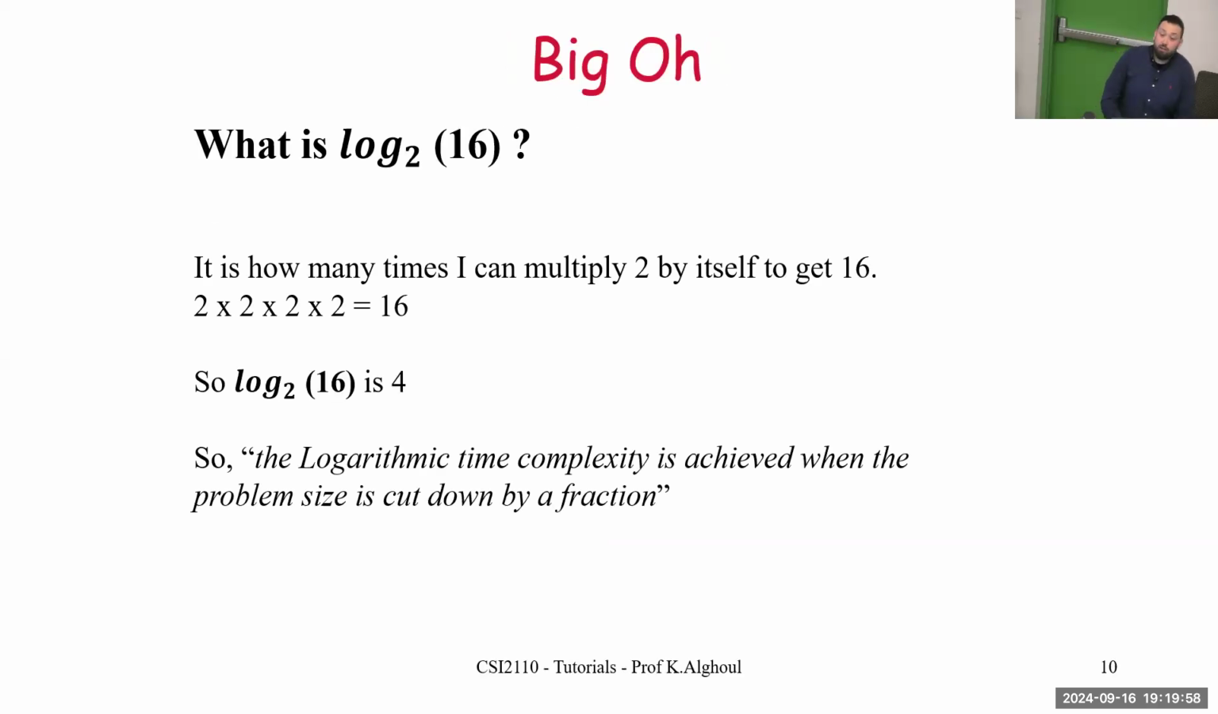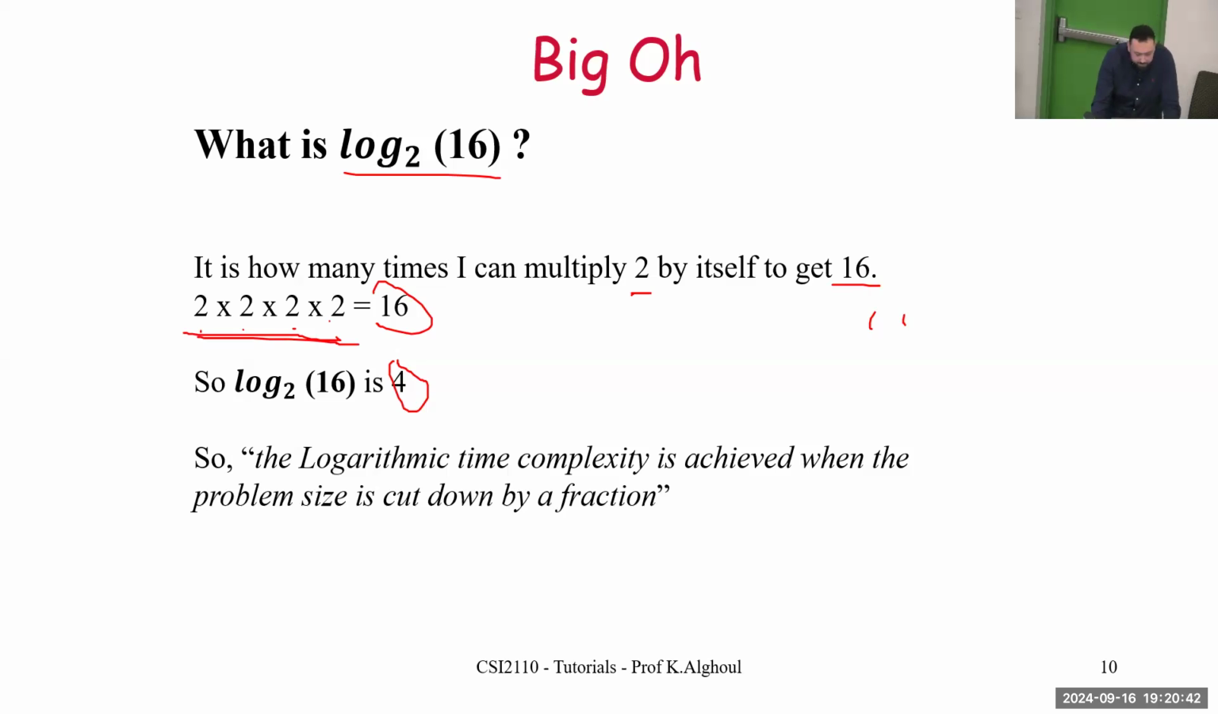So what do we mean by log n? To refresh your memory, it is how many times I can multiply 2 by itself to get 16, right? Log of 16 means 2, 2, 2, 2. Log of 16 is going to be 4. So it took me only 4 steps to get to 16. If I'm doing it linear, how many steps do I need to get to 16? 16, because I'm adding 1 plus, plus, plus, right? Here, it took me only 4 steps to get to 16. That means it's not linear.